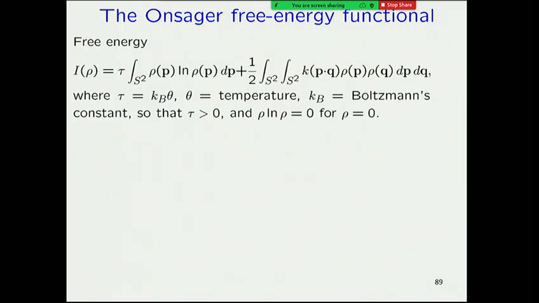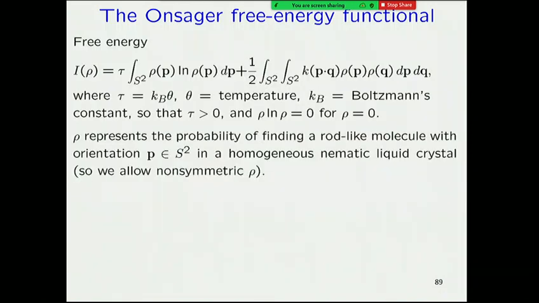So here's the free energy. So rho is, as before, the probability distribution of orientations of the molecules. However, I will allow rho to be non-symmetric, because later there are some other models where there really is a direction to the molecules, and so I will at some point allow rho to be not symmetric with respect to changing p to minus p.